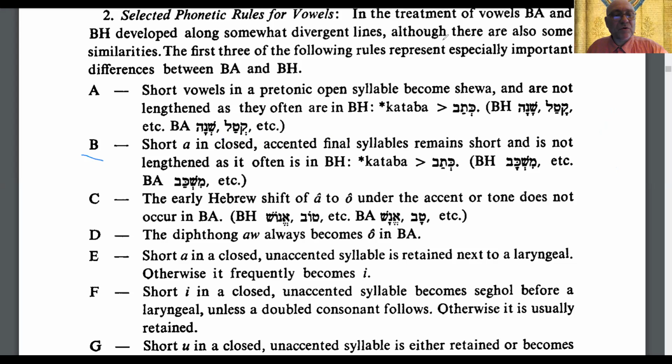Okay, so B, short a in closed accented final syllables remains short and is not lengthened as often as in Biblical Hebrew. So kataba or katab. Biblical Hebrew has mishkav. Biblical Aramaic has mishkav. Mishkav. Okay, so what's the difference here?